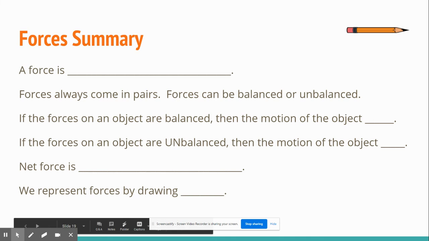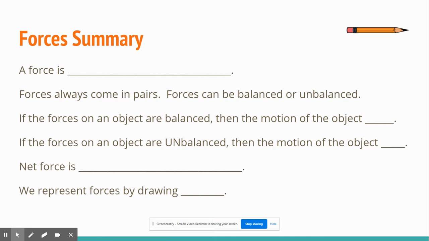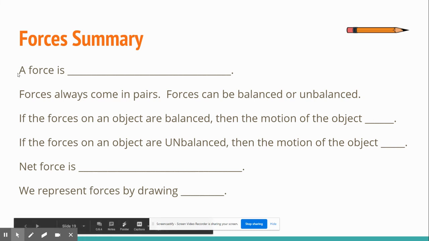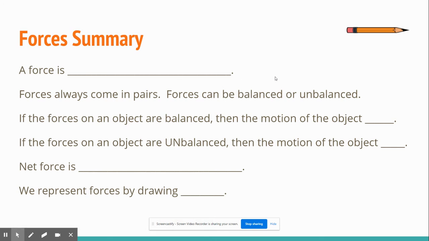So now, remember, it's time to write your summary. It's really important to us that you take the time to write these summaries and to look back over your notes. Again, many of you are very comfortable writing your own summaries, but for those of you who need a little support, we put some sentence starters in here to help you. So you can write a force is, and then go back in your notes and see what you need to add to complete this.